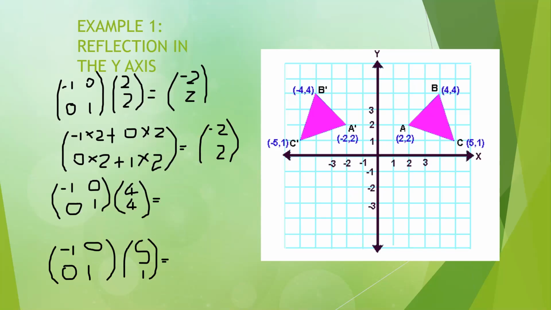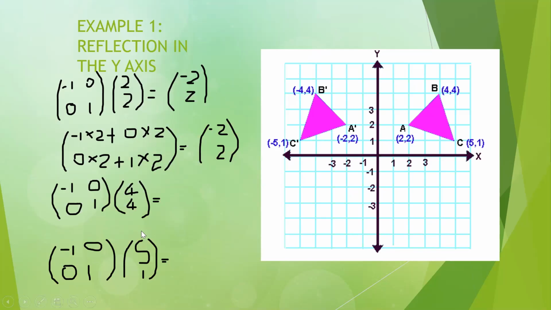Okay, guys. So did you get the negative 4, 4? Yes, miss. Okay. So for the 5, 1 as well. Some persons also did the 1 for 5, 1. Very good. So that is how you go about working out reflections with matrices.